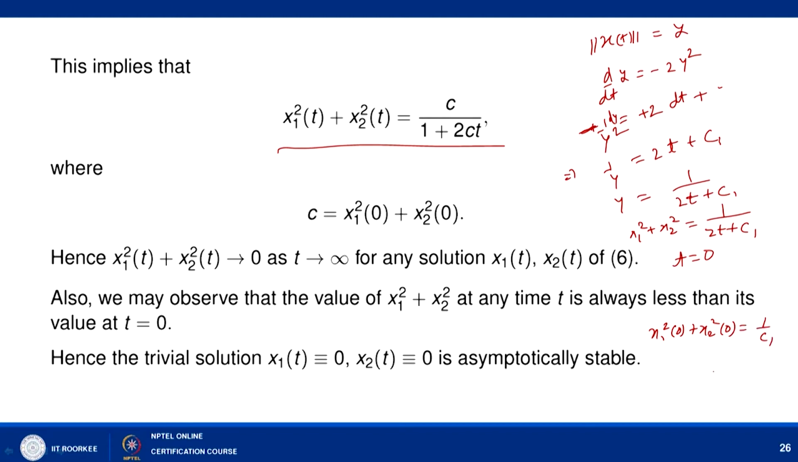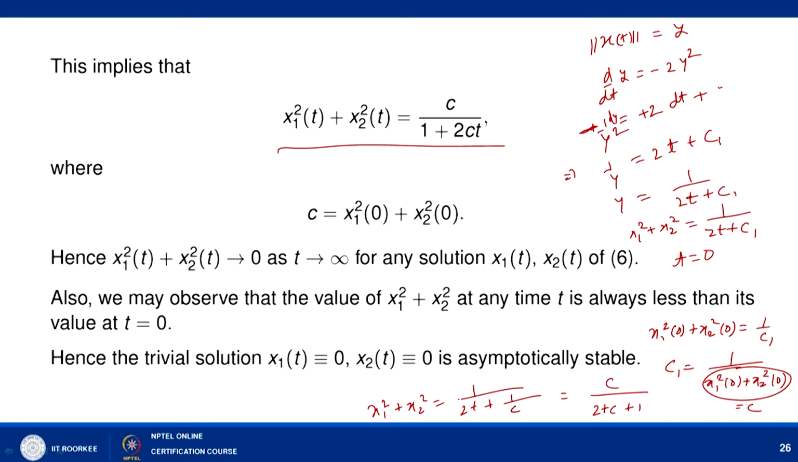So, if we write down the value of 1 upon c1, so c1 is equal to 1 upon x1 square 0 plus x2 square 0 here, then I can plug in the value here, and what is the value here? x1 square plus x2 square equal to 1 upon 2t plus c1. Let me write it here, 1 upon this value, let us call this as c. So, this is c. So, 1 upon c here. So, this I can simply say that it is 2tc plus 1 into c.